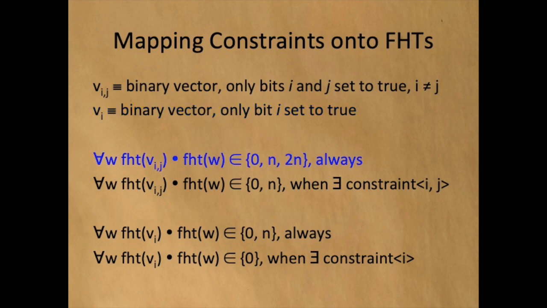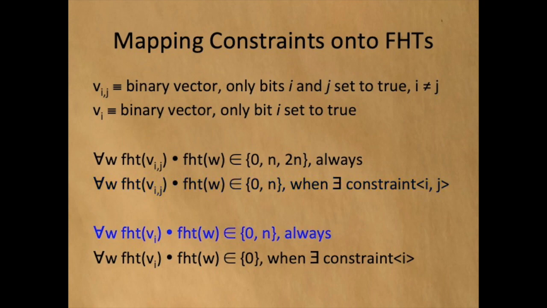For binary constraints, the fast Hadamard transform of Vij dot product the fast Hadamard transform of any binary vector w must be in the set 0, n, and 2n. This is because the element-wise intersection of Vij with any binary vector w must contain 0, 1, or 2 bits. And if we have a constraint that both bits i and j may not be true, then the fast Hadamard transform of Vij dot product the fast Hadamard transform of w must be in the set 0, n.